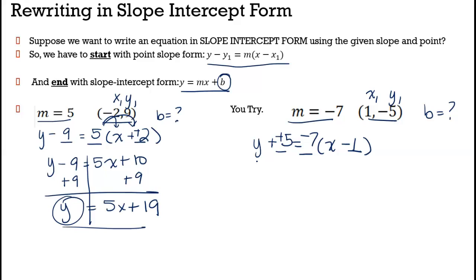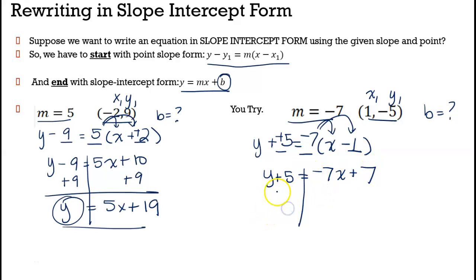If the directions said write your equation in point-slope form, we would be done. But if we need to make a graph or we need to write this in slope-intercept form, we have more work to do. So we're going to start by distributing. This becomes y plus 5. Negative 7 times x is negative 7x. Negative 7 times negative 1 is positive 7.